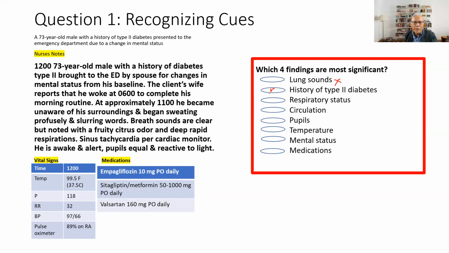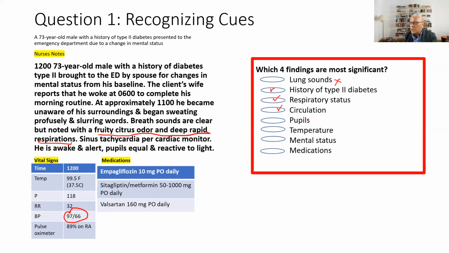The history of type 2 diabetes. And the respirations, as far as the fruity citrus odor and deep rapid respirations, are going to be a significant finding. The other thing that I think is compelling here is that the blood pressure is down, 97/66. So this might be appropriate.